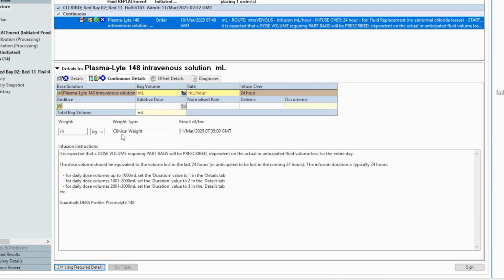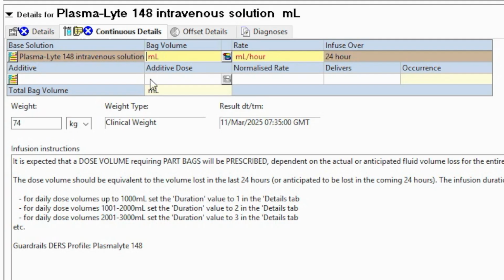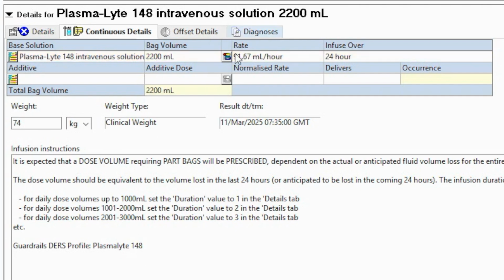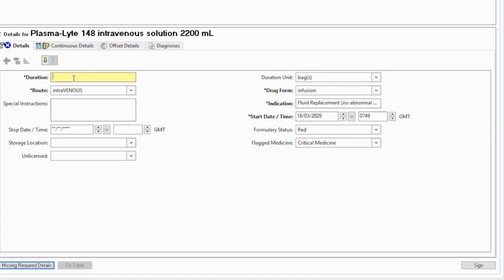3 missing details this time. So the first one thing is, what's the dose volume? How much is being lost, or how much do you want to replace? So let's say it's 2,200 mils, round to the nearest 100. It's over a 24-hour period, so it works out the hourly rate. It's still asking for a number of bags required. Now, these are real bags, but in Millennium, they also are what we call virtual bags. So 2,200 mils is going to require 3 bags. Only 2 and a bit will actually be used.